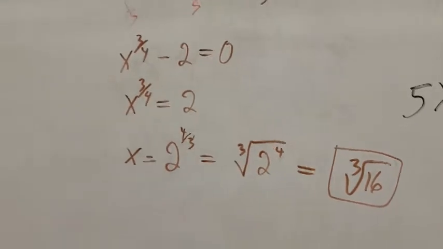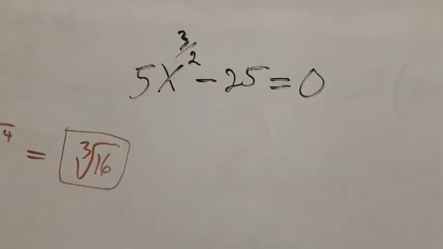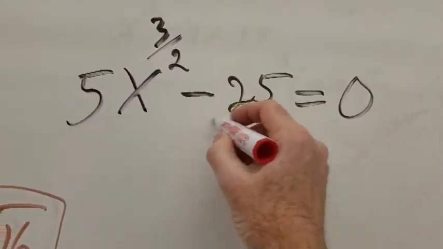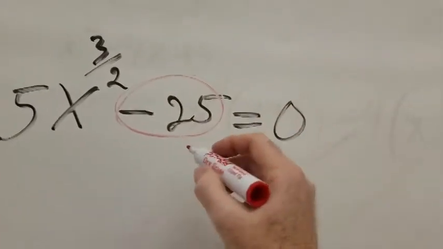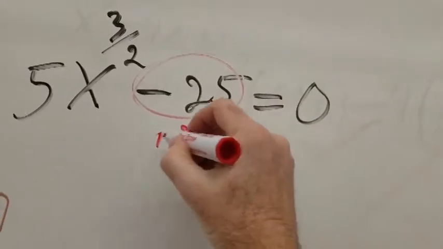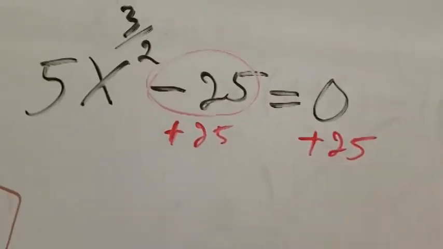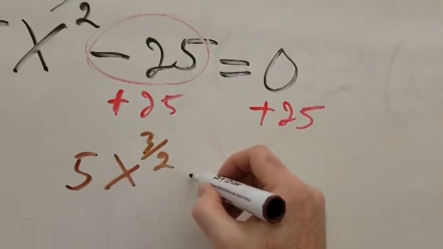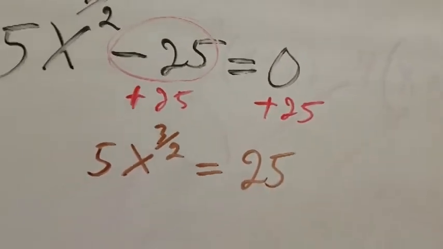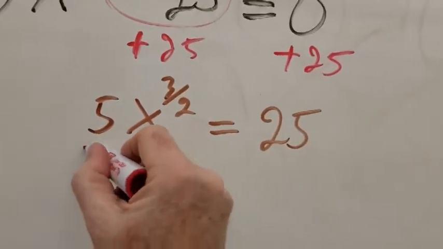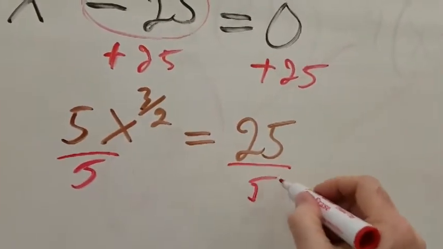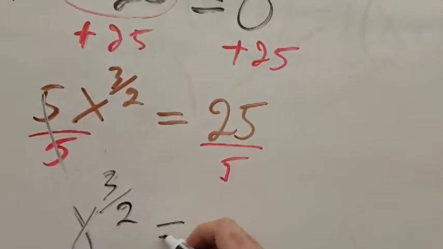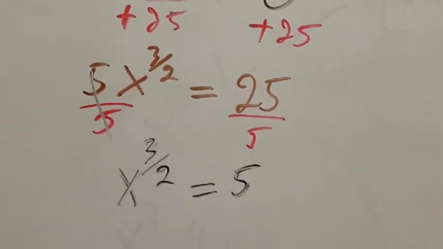So let's apply that same thing with the next problem that you have. Okay, well let's do this any number of ways. Let's first move this 25. We can divide the 5 or whatever, but I'm going to move this over here first. I'm going to put plus 25, plus 25. So I have 5x to the 3/2 is equal to 25. Now I'm going to divide out that 5. And what do I have now? Well, I have x to the 3/2 is equal to 5.